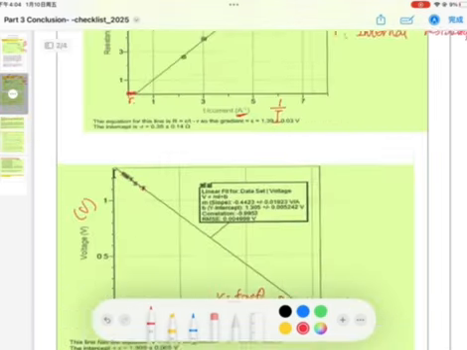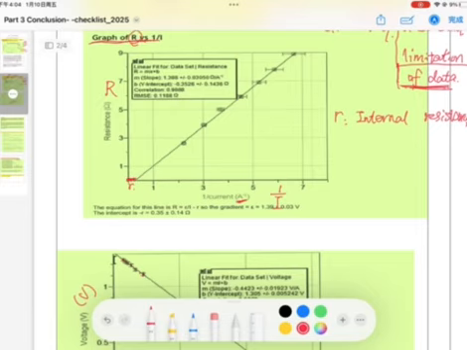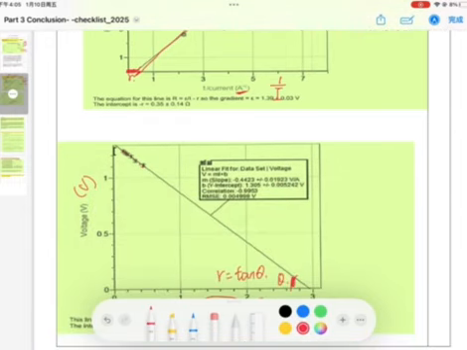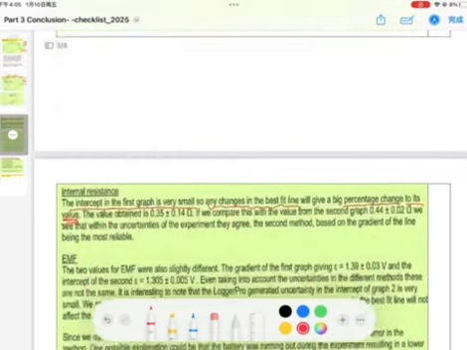Okay, if we look at the graph, because the intercept is very small, if you alter or change your best fit, then the gradient and the intercept will change, and this will have a huge percentage effect on the internal resistance. So this will cause a big uncertainty.